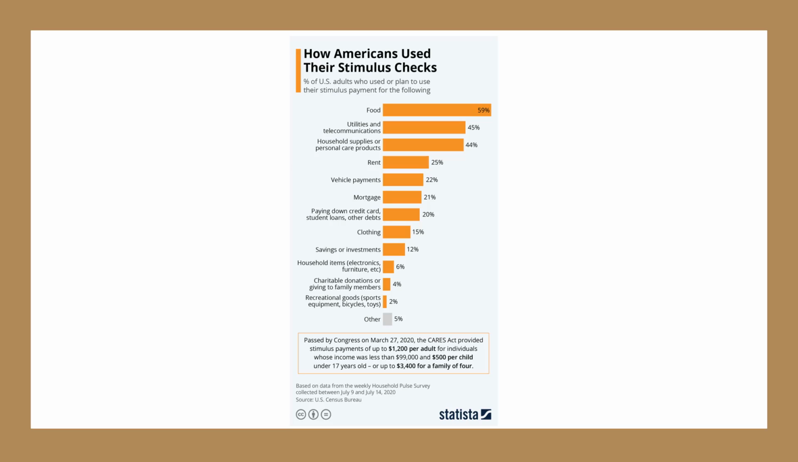How did Americans use their previous stimulus checks? I thought this was interesting. And it is, by now, almost a year. But I suspect that the $600 and now the $1,400 is going to be spent in a similar way. Food, 60% of the people are planning on using it for food. Utilities and telecommunications, 45. Household supplies, 44. Rent, 25. I suspect that will be bigger this time. Vehicle payments, mortgages, paying down debt, clothing, savings, household items, charitable donations, recreational goods, and then other.